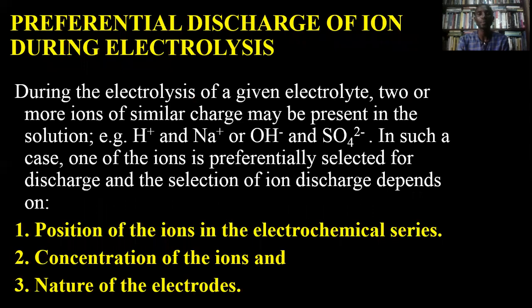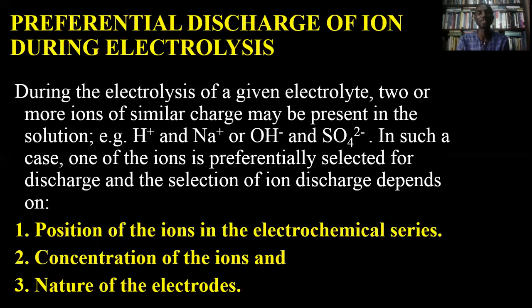Okay. Now we need to look at how ions discharge during electrolysis. We have what we call preferential discharge of ions during electrolysis. They do not leave the electrolyte or the electrolytic cell anyhow they want. No, they have a preferential order of leaving. We have things that have to be considered, factors that affect their discharge.